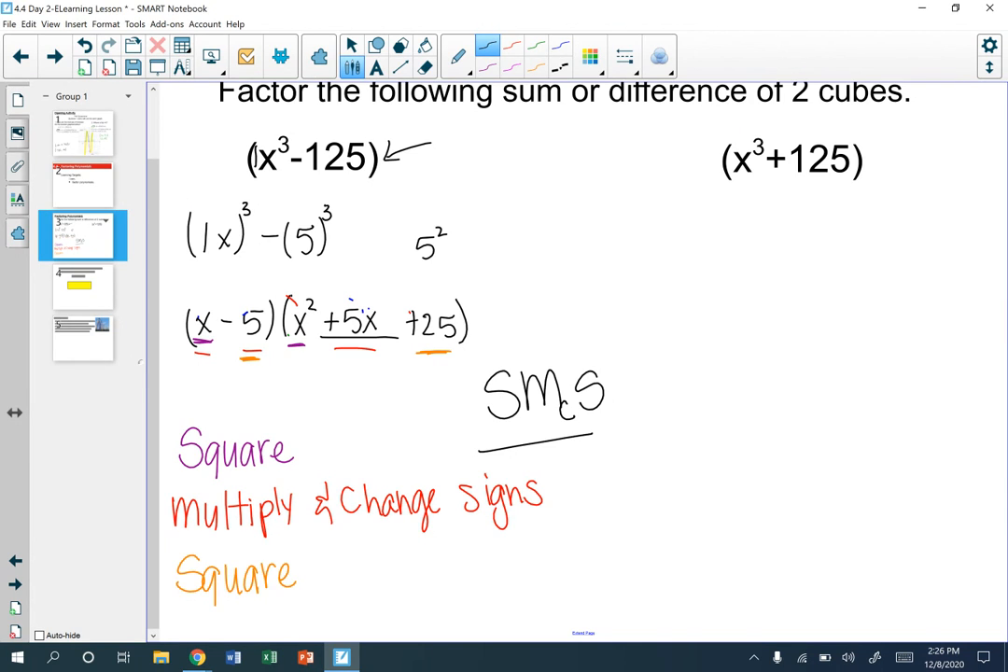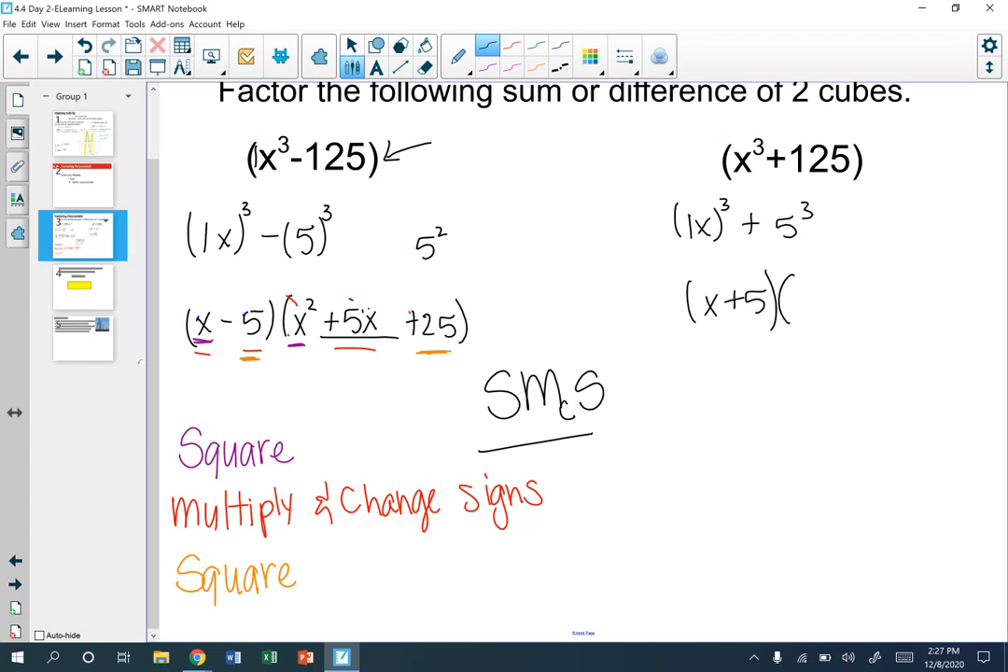My first step is going to be take the cube root. So again, I'm going to have 1x cubed. My second term is 5 cubed. And then I'm going to take out one of each. So I would be taking out x plus 5. And I'd be left with... now I'm going to use that SMCS.